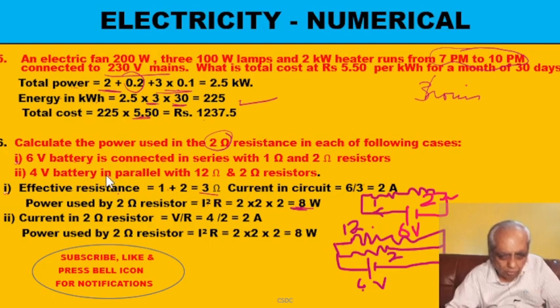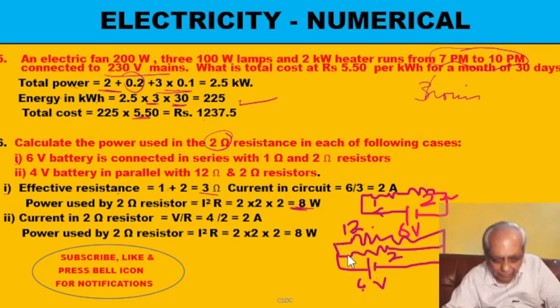Is it alright? Now the next sum is in parallel. A 4 volt battery is in parallel with 12 ohm and 2 ohm. So I have drawn another diagram. This is my 12 ohm, this is my 2 ohm, this is my 4 volt battery. So the 4 volt battery is supplying current to these 2 resistances which are in parallel. In parallel, voltage remains the same. Now I have to calculate the power used in 2 ohm resistance.